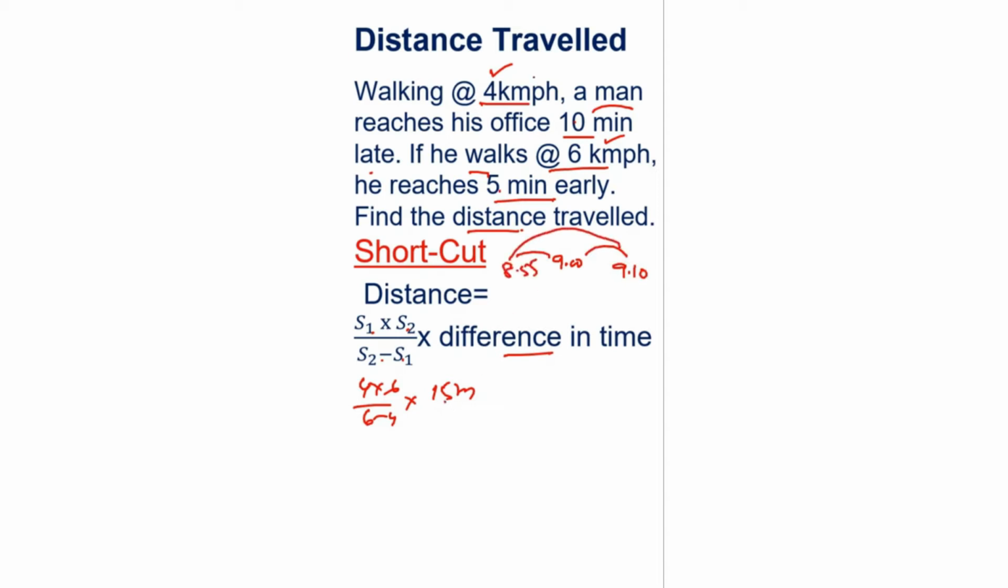Yes. And the speed is in kilometers per hour, so we have to convert these minutes into hours. So divide it by 60. 15 ones, 15 fours, 4 gets cancelled. 6 by 6 minus 4, 2, 6 by 2, 3 kilometers.